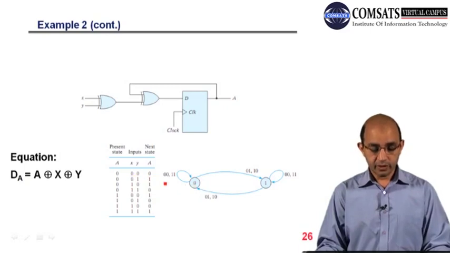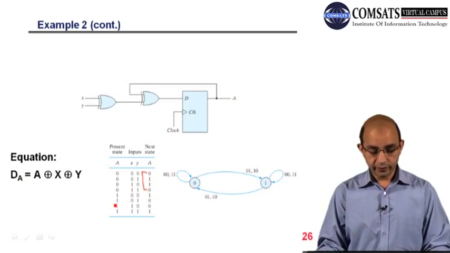So if we are at state 0 and we have 0 0, we will be at the same state, or if we have 1 1, we have the same. And if we have 0 1 or 1 0, then we have to move to the next state, that is 1. So you can see 0 1, 1 0, we move to the next state, that is 1.